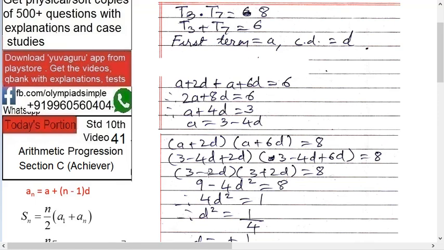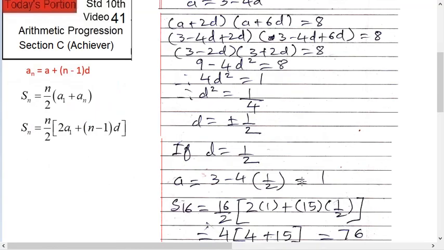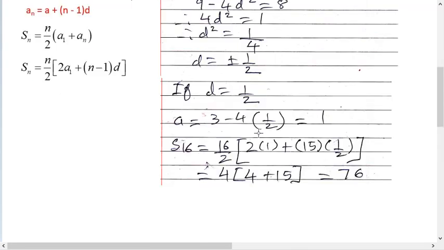A minus B into A plus B is A square minus B square. So 9 minus 4D square equals 8. 4D square equals 1, right? D square equals 1 upon 4. D equals plus or minus 1 upon 2, right? So you have got D equals plus or minus 1 upon 2. Okay. Now if D equals plus 1 upon 2, we'll solve both the cases.